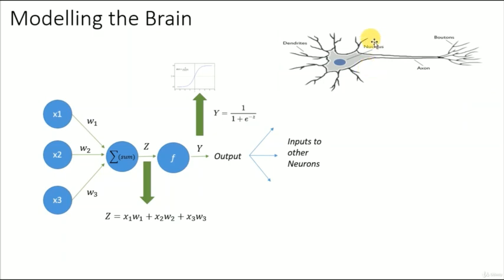Again, these are the inputs, your dendrites are the weights, this is the neuron, and then we have an activation function that decides whether this neuron should be fired or not. So this is right here. And at the end, your output gets passed to the other neurons, which is right here.